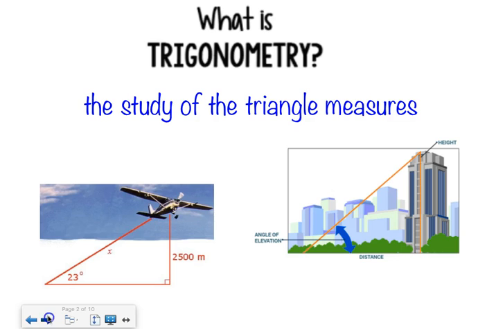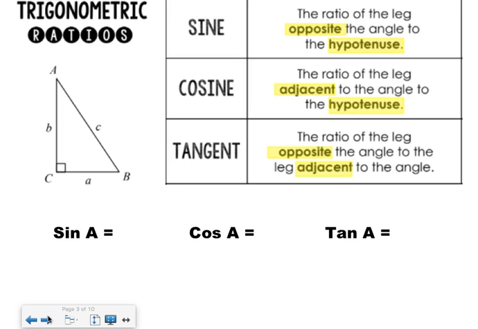Let's just see what these ratios are. There's 3 of them. We have the sine, cosine, and tangent. And what is a ratio, just in general? 6 to 3. You're just comparing 2 numbers, right? So we're just going to compare 2 sides of a triangle in a special way depending on which one they want us to use. Okay?